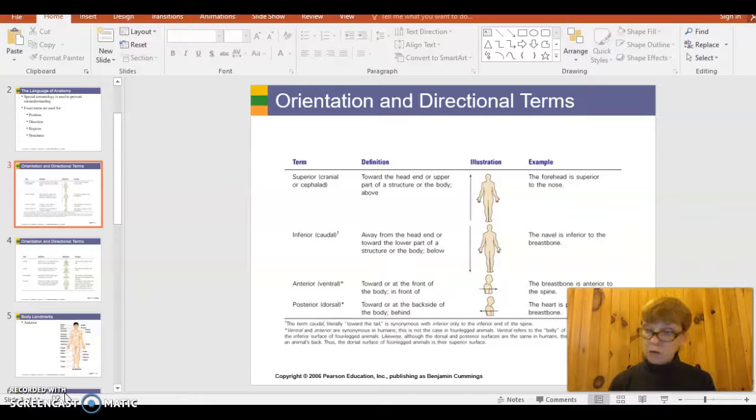They talk about caudal, and caudal is generally not used in anatomy. You will find that referred to if you were doing an animal science class, and caudal has to do with the tail. So usually when we're talking about gross anatomy or the human body, we'll only use the two terms for your large direction: superior and inferior.